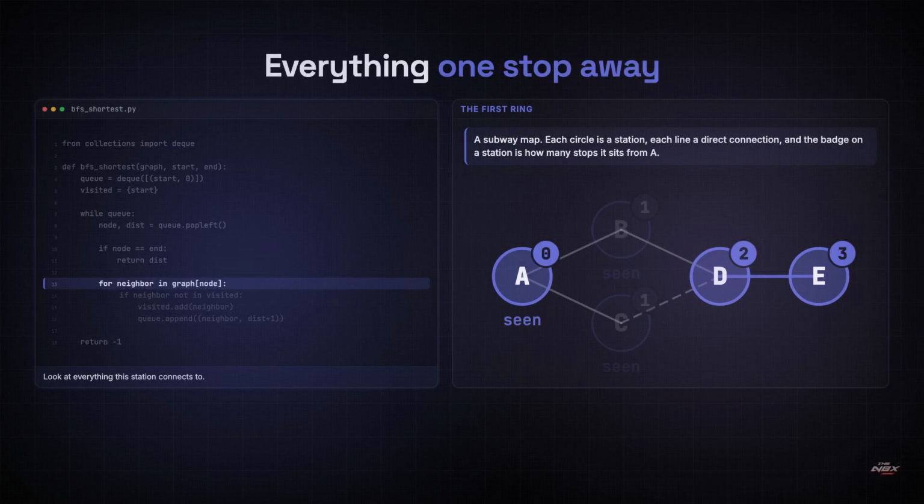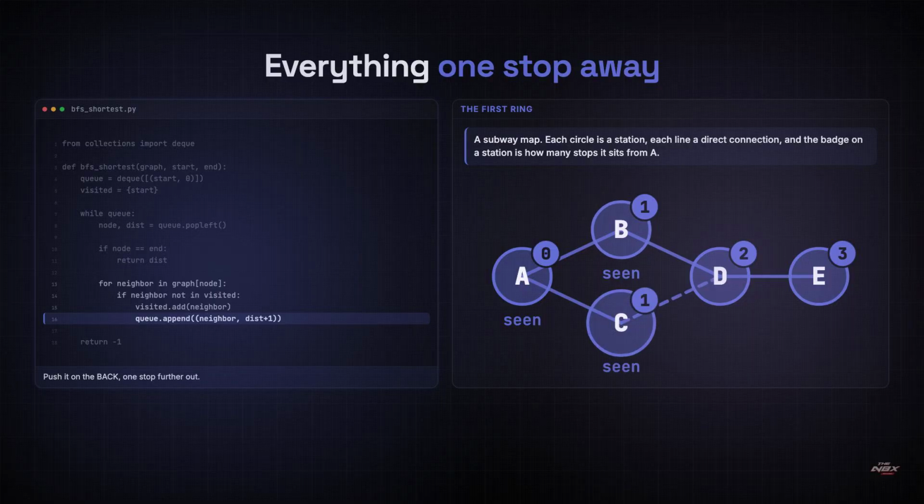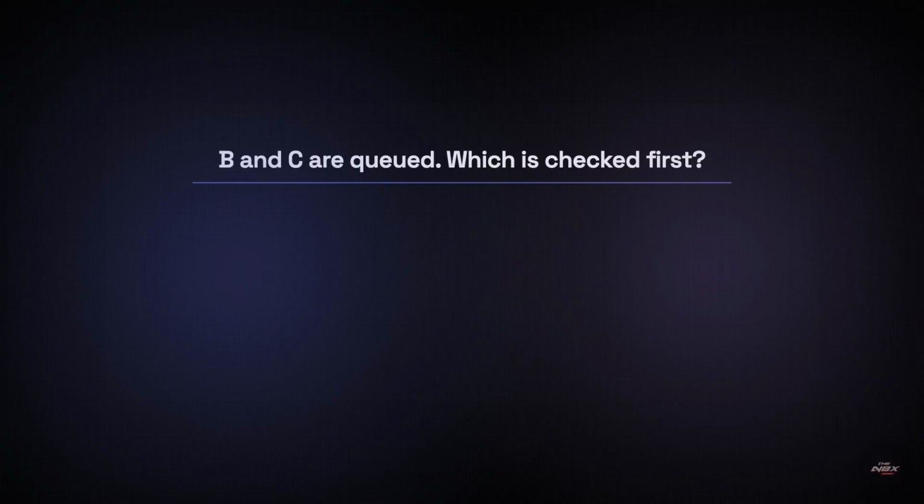Now the neighbors. A connects to B and to C. For each one we ask whether we've seen it before, and neither of them has been. So we mark them visited, and push them onto the back of the queue, each carrying 0 plus 1, which is 1 stop. B goes on. C goes on. The queue now holds B and C, both at distance 1. That's the first ring of the ripple, and nothing at distance 2 can be looked at until both of these have been.